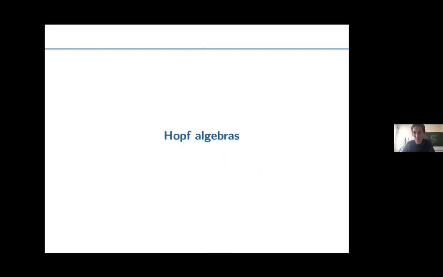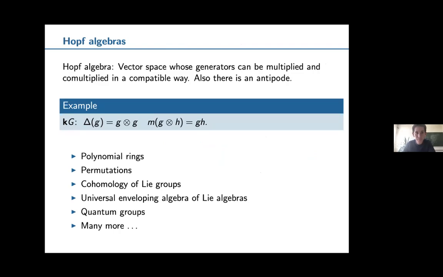Okay, so what are Hopf algebras? So a Hopf algebra is, roughly speaking, essentially just a vector space whose generators can be multiplied and co-multiplied in some compatible way. And there is also something that is called an antipode.